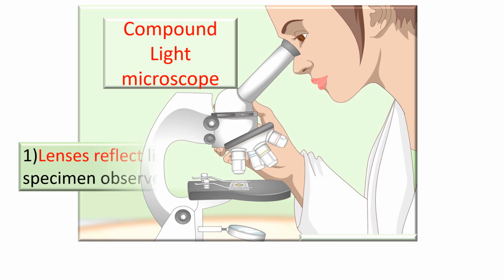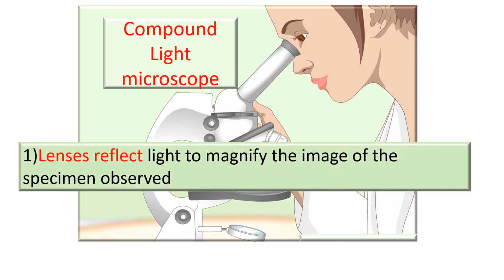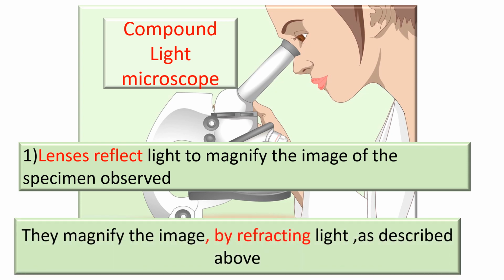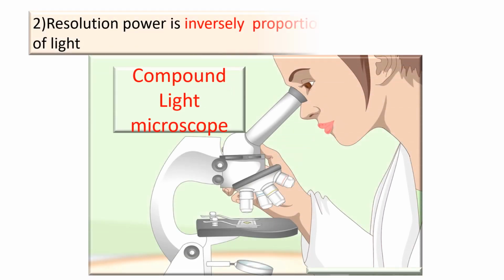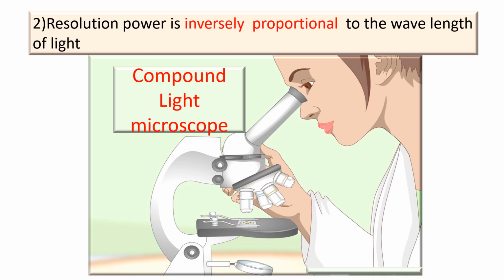Accordingly, the first statement is incorrect, because lenses do not reflect light. Though they magnify the image of the specimen observed, they do so by refracting light, as described above. The second statement is correct because the resolution power of the light microscope is inversely proportional to the wavelength of light.